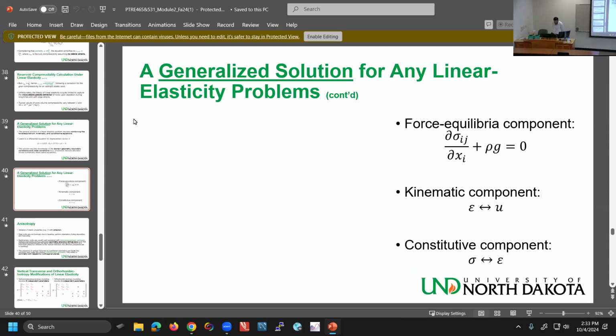In the deck I have, it is slide number 40, where it summarizes and puts together a general solution for any linear elasticity problem, which involves force equilibrium, a kinematic component, and a constitutive component. That's where the material for the exam will end. So you only need to study up to this point.